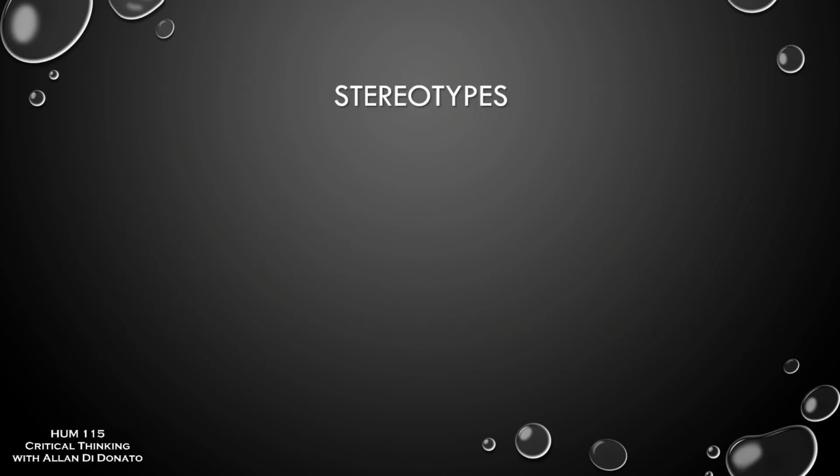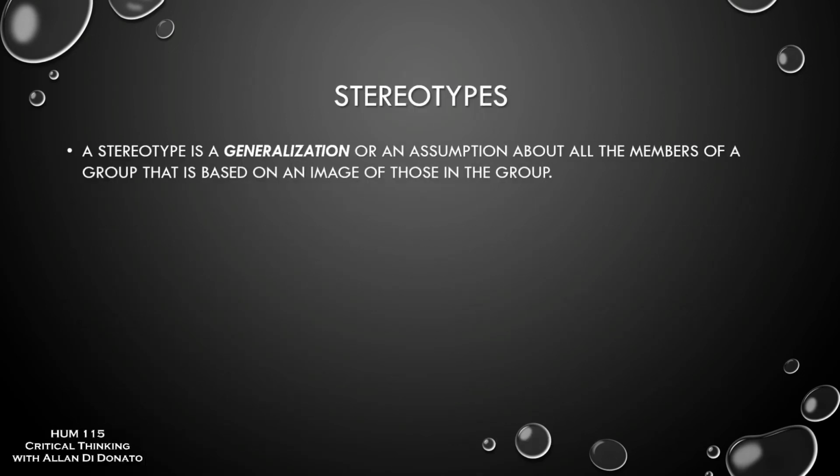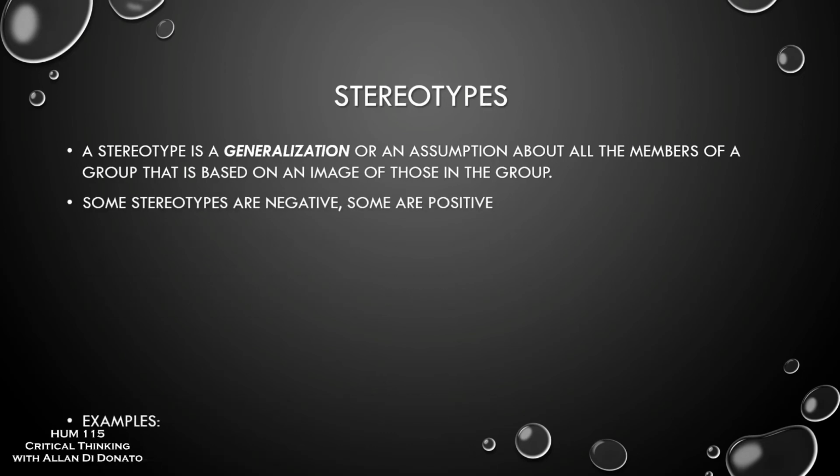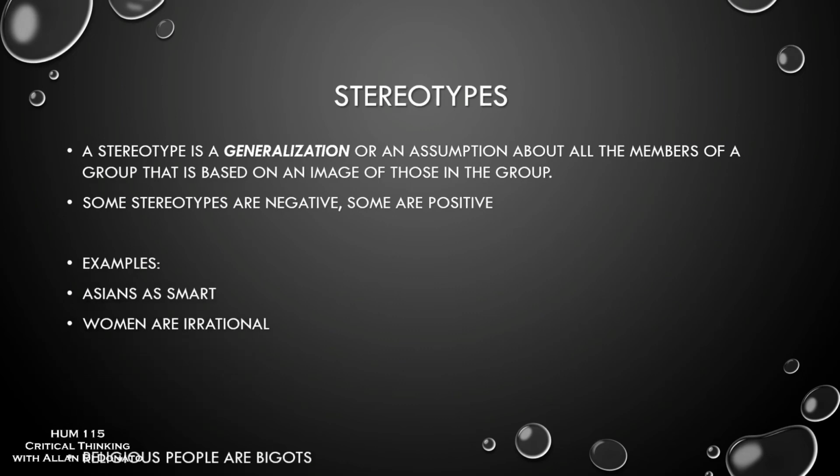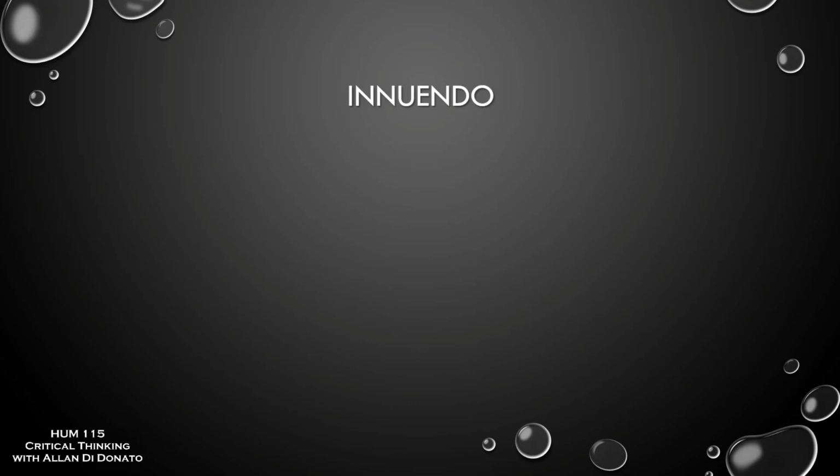So stereotypes would fall under this category. A stereotype is a generalization or an assumption about all the members of a group based on some image that is circulating about that group, right? Stereotypes are often negative. They're not always that way. Sometimes they're positive. Here's an example: Asians are smart, women are irrational, religious people are bigots. Asians are smart might be fairly positive, the other one's pretty negative. But again, these are stereotypes. These are overgeneralizations. And again, they are basically false when they are applied to individuals.